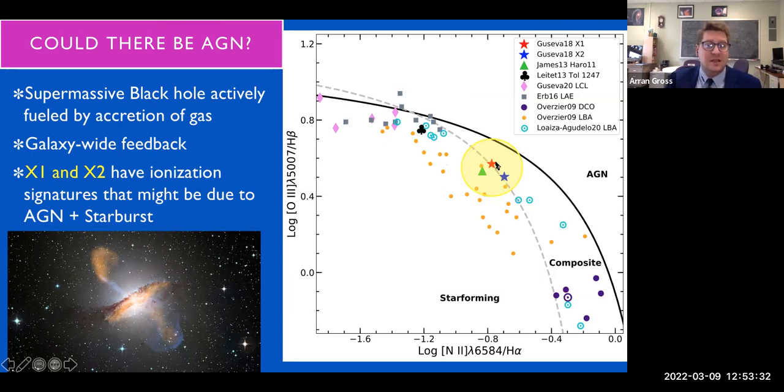If we look at the regions of X1 and X2 individually, they start to drift more towards this composite region where there's definitely evidence of starbursts ionizing the interstellar medium, but also probably some contribution from a central accretion source, probably an active black hole. Just for reference, I have a bunch of other similar galaxies plotted here from the literature, other galaxies that emit Lyman alpha, Lyman continuum, but none that are as nearby as Haro 11.